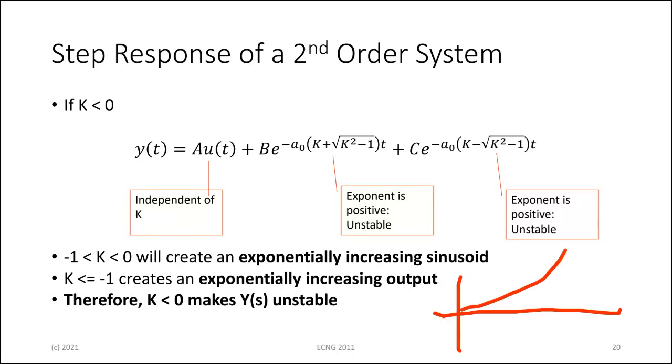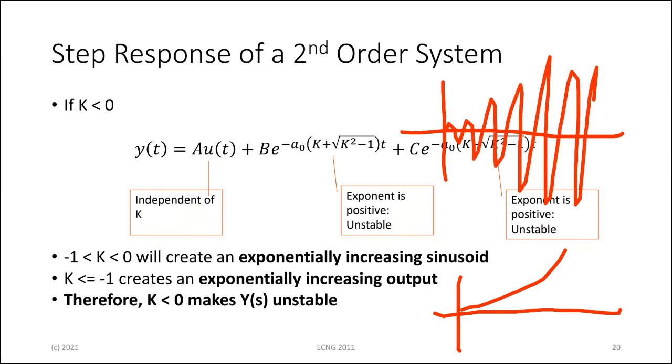So the answer would look something like that. Or if it is between 0 and minus 1, the output answer could give you, if we have a bipolar system, something like this. If it's unipolar, it will do something like this and keep increasing until the limits of the system are reached, whatever those limits are. So K less than 0 is not good.